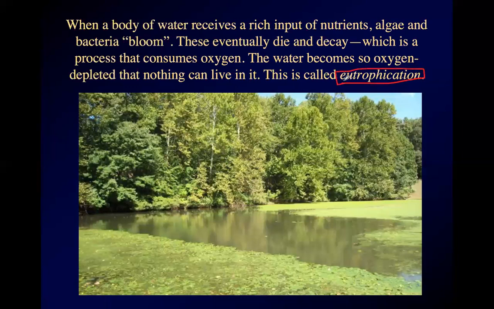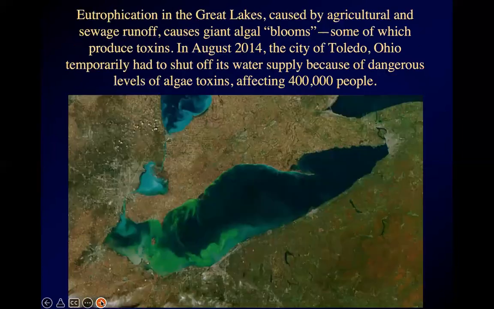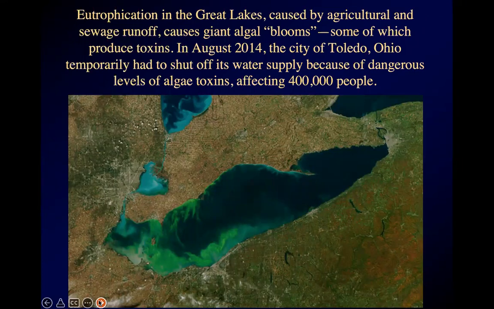EU, by the way, means good or real or true. Trophic has to do with feeding. So eutrophication is you're really and truly feeding this lake. And sometimes you can see it from space. That is Lake Ontario. Is that it? Yeah, I think so. Yeah, that's Lake Ontario.